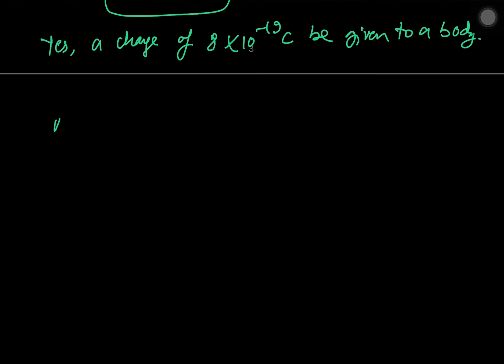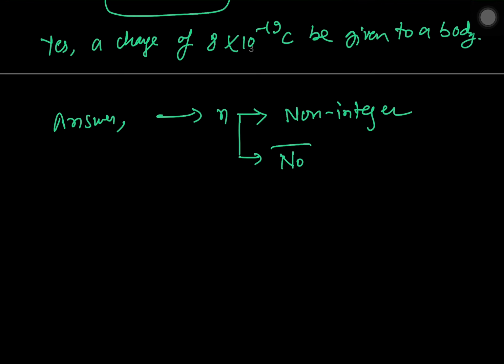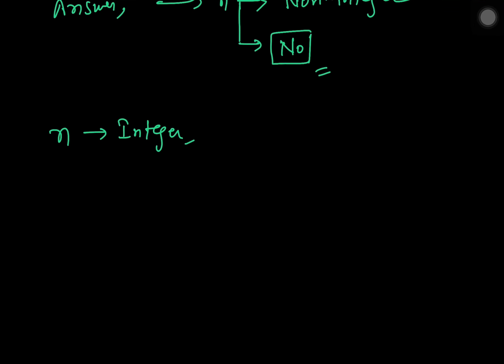What if the number of electrons comes out as a non-integer value? If it comes out to be a non-integral value, then I would consider no, that charge cannot exist on that particular body. That is why I have represented n as belonging to integers. It should be an integer.